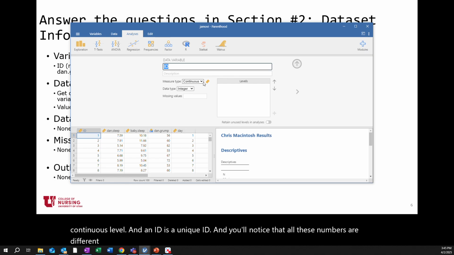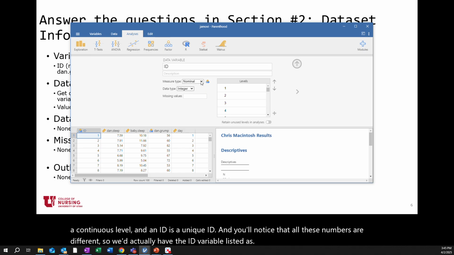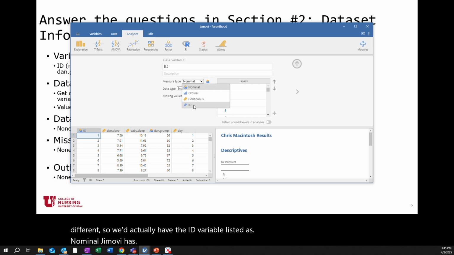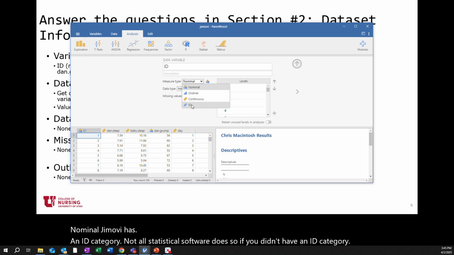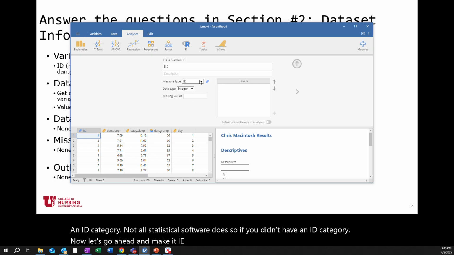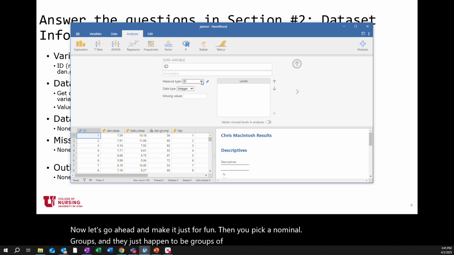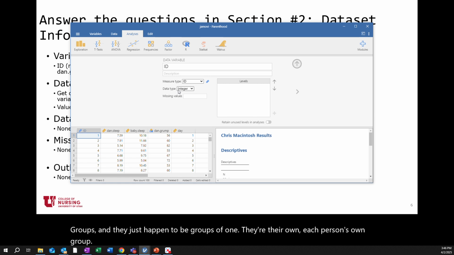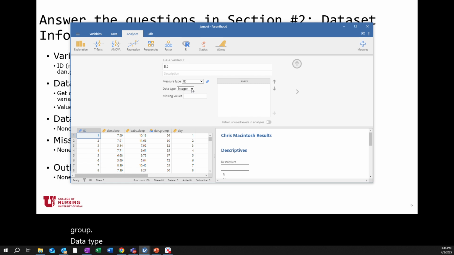So we'd actually have the ID variable listed as nominal. Jamovi has an ID category. Not all statistical software does. So if you didn't have an ID category, let's go ahead and make it ID just for fun, then you'd pick nominal because it's dividing people into groups, and they just happen to be groups of one. Each person is their own group. Data type integer, that's fine because that's what those numbers are.